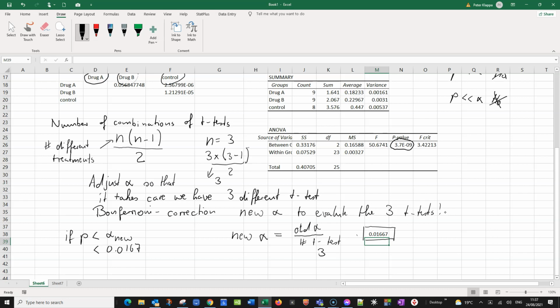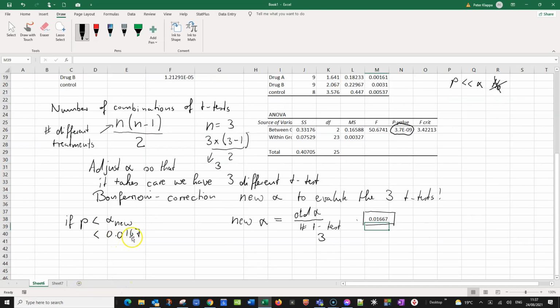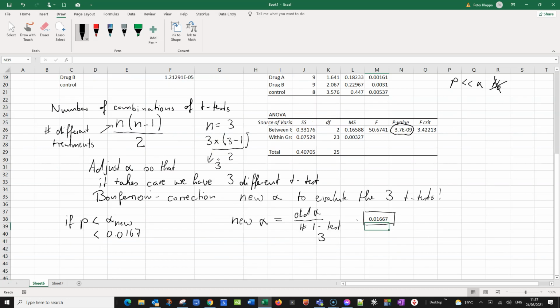So what have we got? We've got the comparison between drug A and drug B. We have a p-value of 0.056, and that is certainly larger than 0.0167. So there is no difference between A and B. Both drugs will lead to the same reduction in the metabolite.